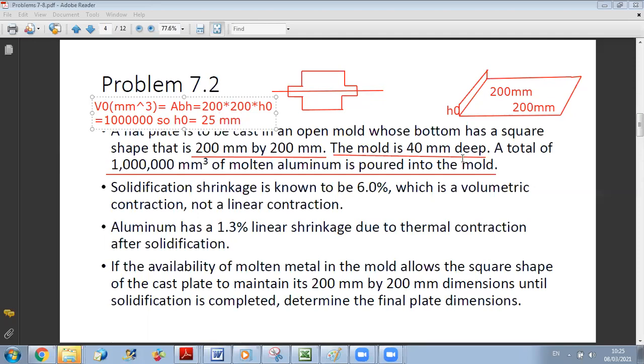So as you can see, it is much lower than the total depth of the mold. So here we didn't fill the mold completely. This information is just a tricky information, because some will not pay attention and they will consider that the initial height is 40. Now, to continue, once we know the initial dimensions, we will see after each step of shrinkage what will happen.